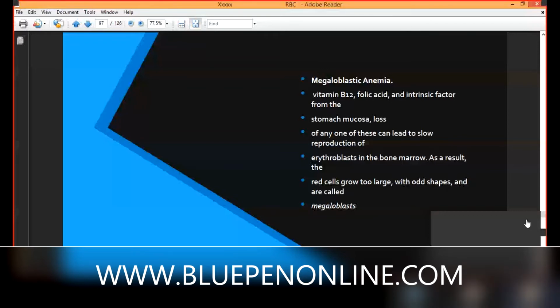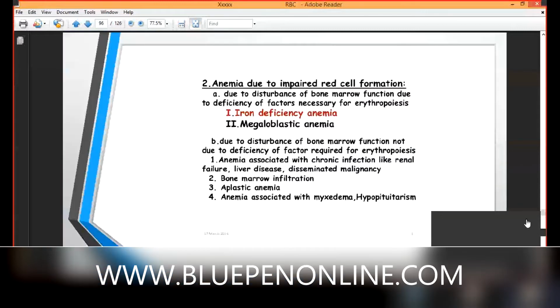Classification on the cause. First one is blood loss anemia. There are two types, post-hemorrhagic anemia: chronic anemia and acute anemia. Then we can add the hemolytic anemia also under this heading. Hemolytic anemia is due to red cell destruction, greater red cell destruction.